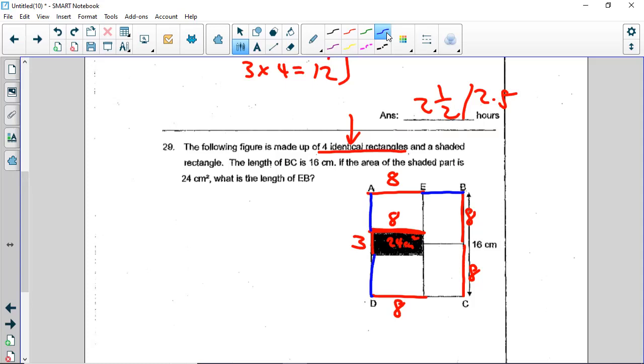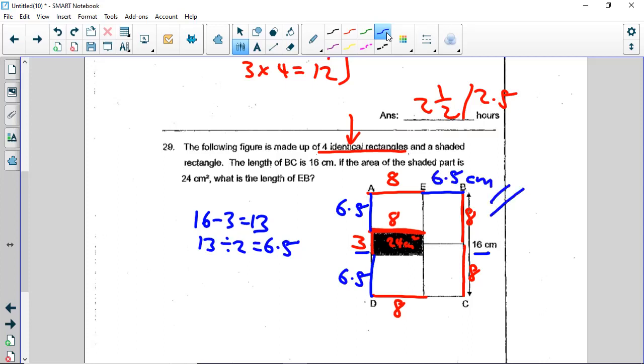So you take 16 and then you minus 3, you will get 13. And then you must take 13 and divide by 2. And you will get 6.5. Here also 6.5. That is the breadth of the rectangle, which is also over here, the same. So your EB is 6.5 cm. Do you understand? Okay. So your picture cannot be very clean. If it's too clean, then harder to solve.